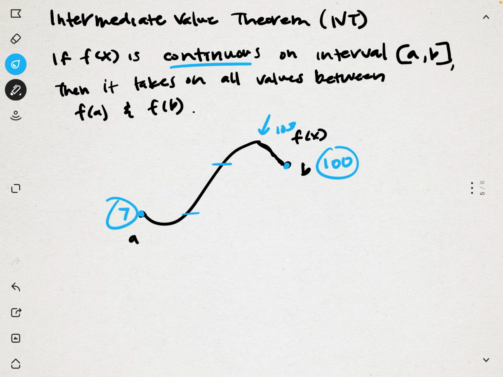Okay, so let's say that again. Whatever the value is at the end and the value at the beginning, the intermediate value theorem says that it takes on all of the values between 7 and 100. It's got to, because it's continuous. There are no breaks in the action. We're going to have the number in there somewhere at some point.